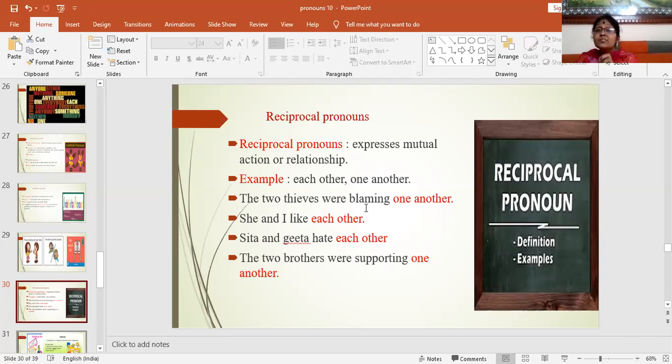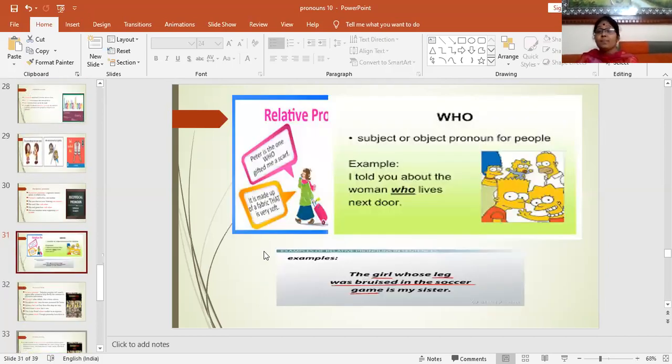So what are reciprocal pronouns? Reciprocal pronouns express mutual action or relationship, right? Words like each other and one another. For example, the two thieves were blaming one another. She and I like each other. Sita and Geeta hate each other. The two brothers were supporting one another, right? So in this way, we can use our reciprocal pronouns.